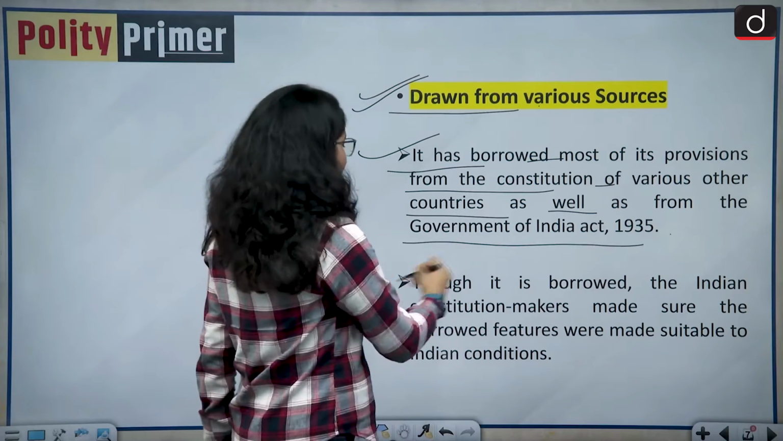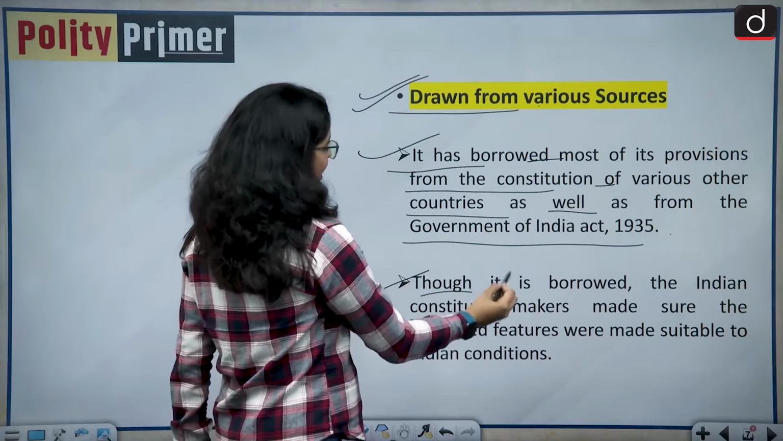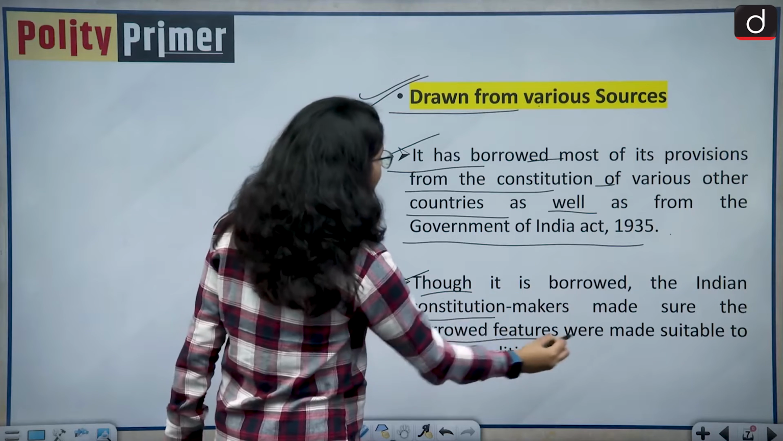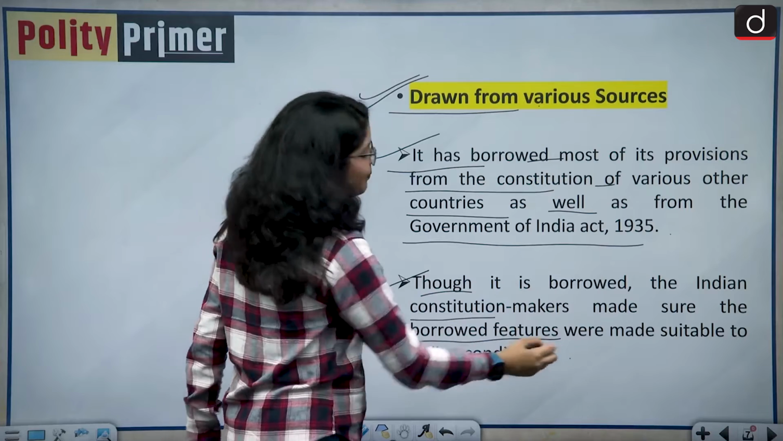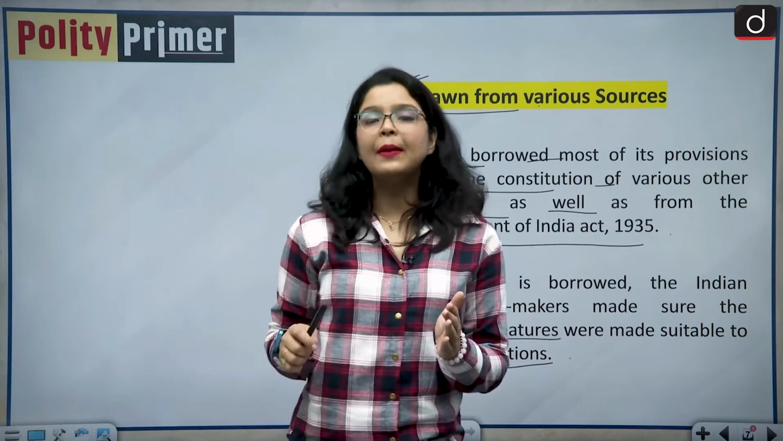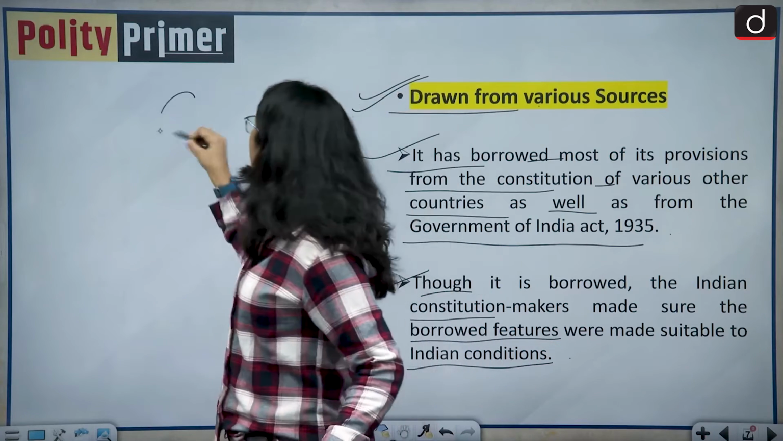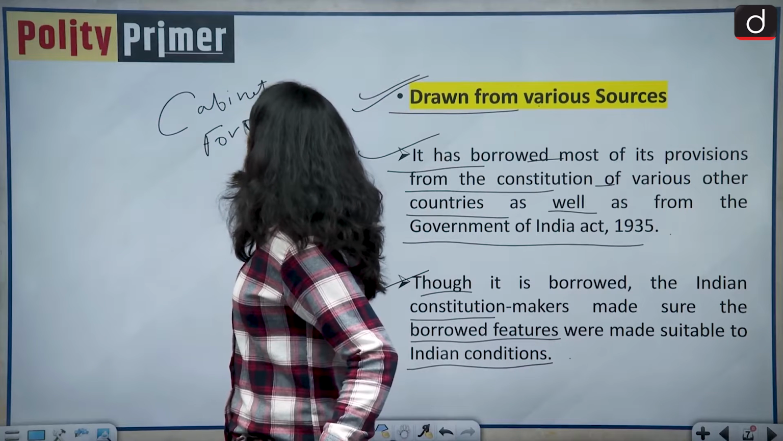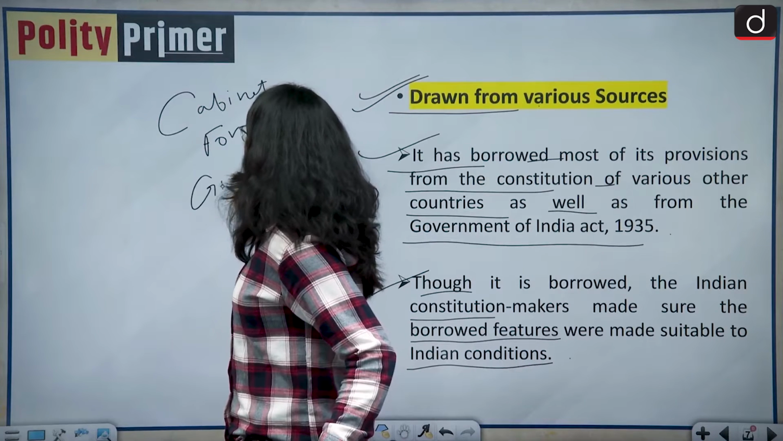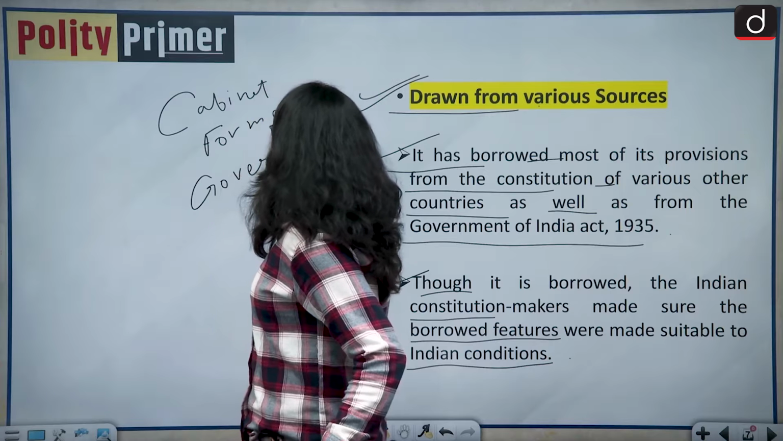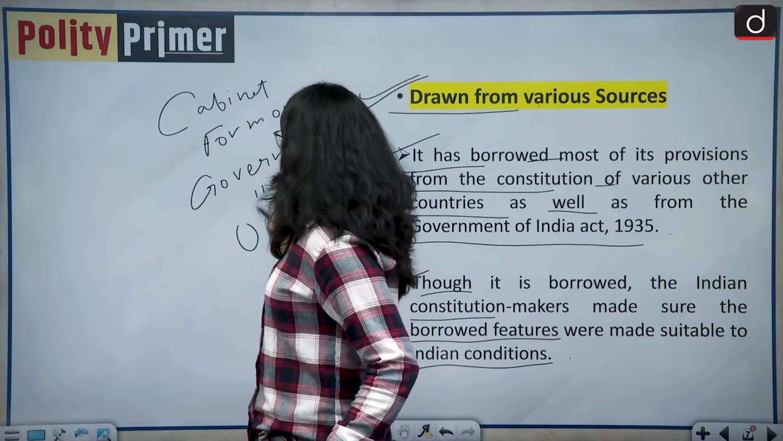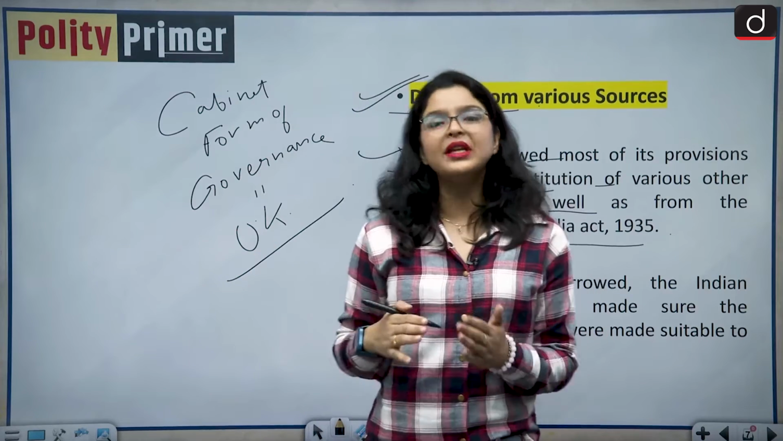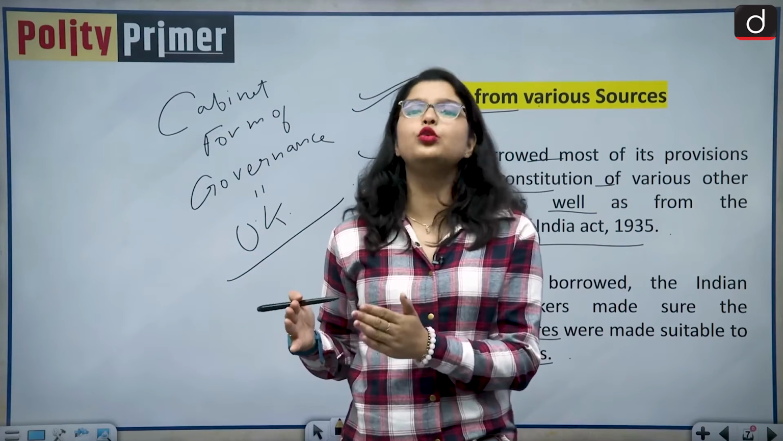Okay. So, this is what the statement is saying, that though it is borrowed, the Indian constitution makers made sure that the borrowed features were made suitable to the Indian conditions. And for example, if you talk about the cabinet form of governance, okay, so we have taken it from the UK. The cabinet form of governance has been taken from the UK, or it is inspired from the UK model.